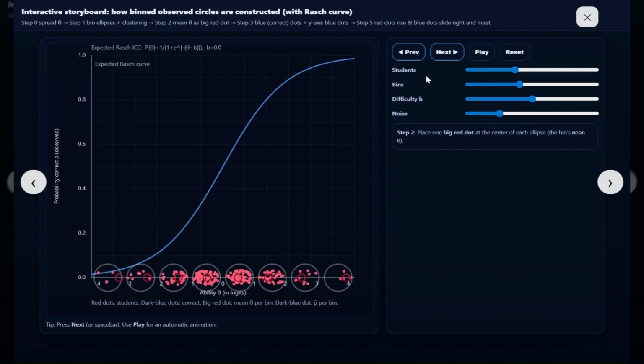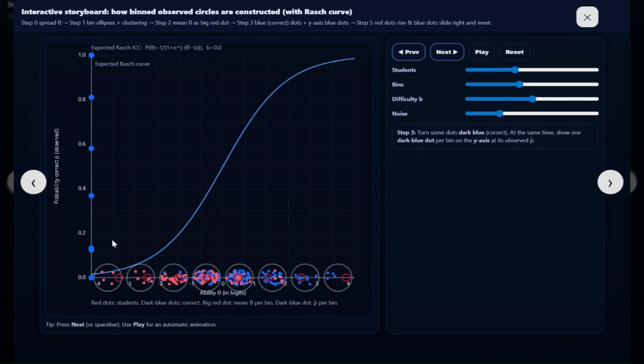Now, after that, we will calculate the number of students who got that item correct. Don't forget, all of this is about one question. Let's say question number one. So how many students in each ability group answered question number one correctly? This is the observed proportion correct, the observed probability of answering the question.